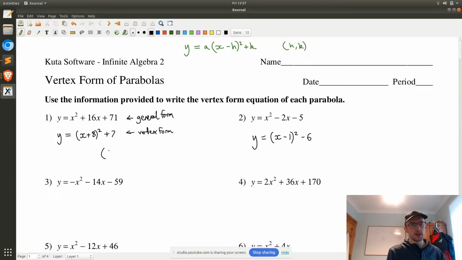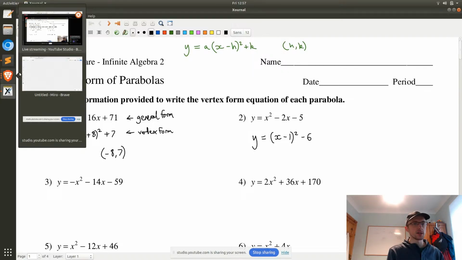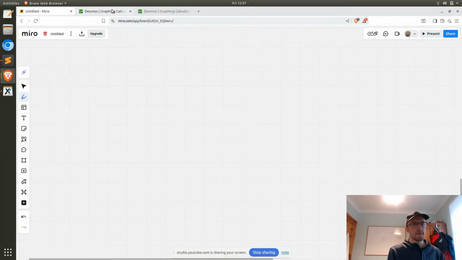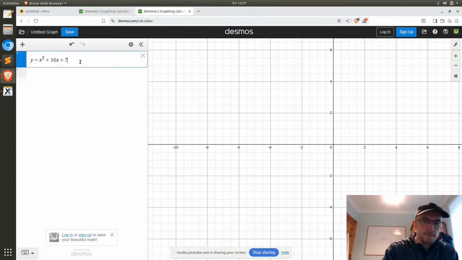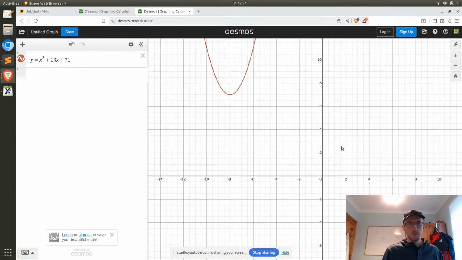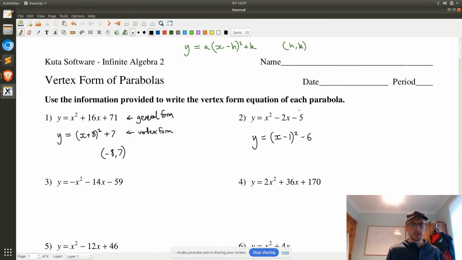And the vertex, in the case of this one, would be negative 8, 7, and we check x squared add 16x is 71. Negative 8, 7 is correct. Moving on. And the vertex in this case would be 1, negative 6.